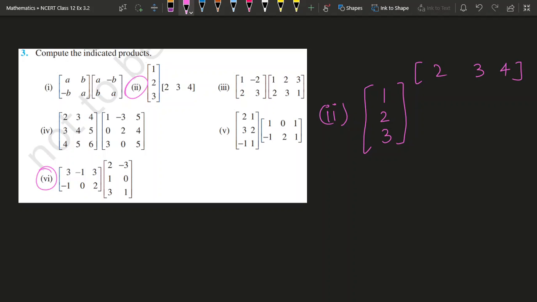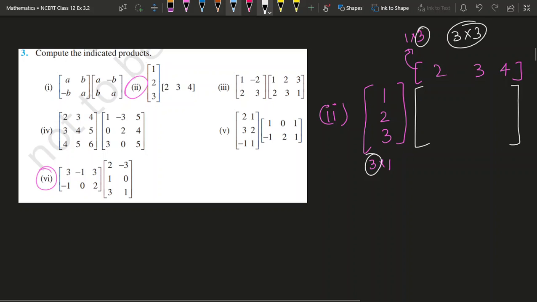So notice these are compatible matrices for multiplication. This right here is a 3 by 1 matrix, and this right here is a 1 by 3 matrix. So when you multiply both of these, you take 3 from here and 3 from here, so you get a 3 by 3 matrix as the answer. So you write a 3 by 3 matrix.